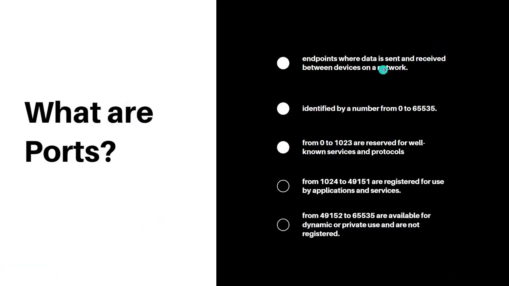Ports are endpoints where data is sent and received between devices on a network. They are identified by numbers from 0 to 65,535, so there are a total of 65,535 ports. Now, there are some ports that are reserved for well-known services and protocols, and these are from 0 to 1023.